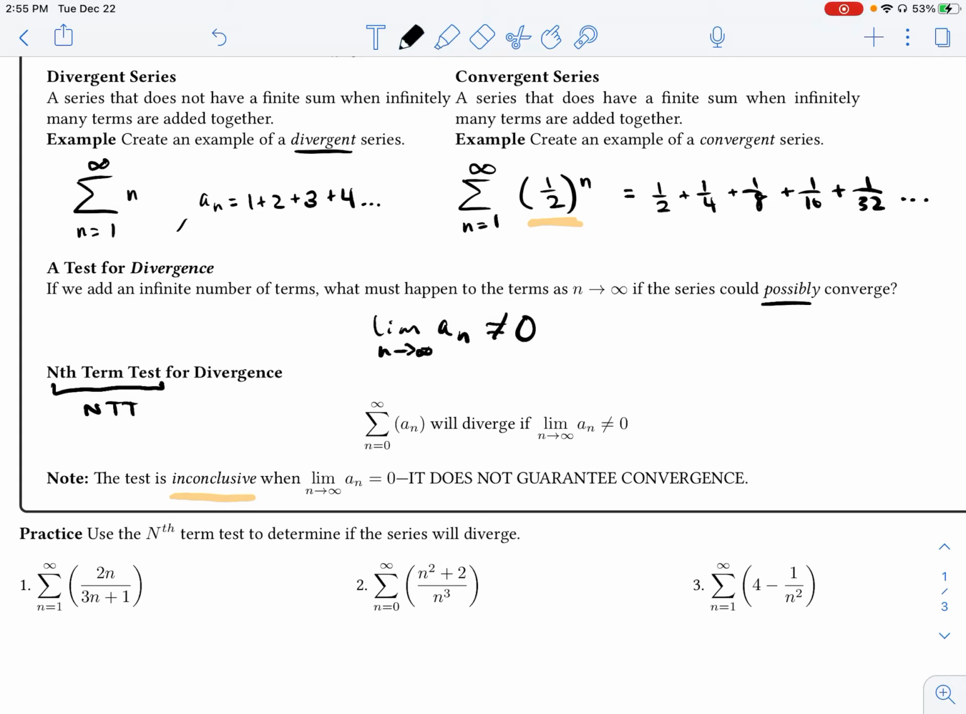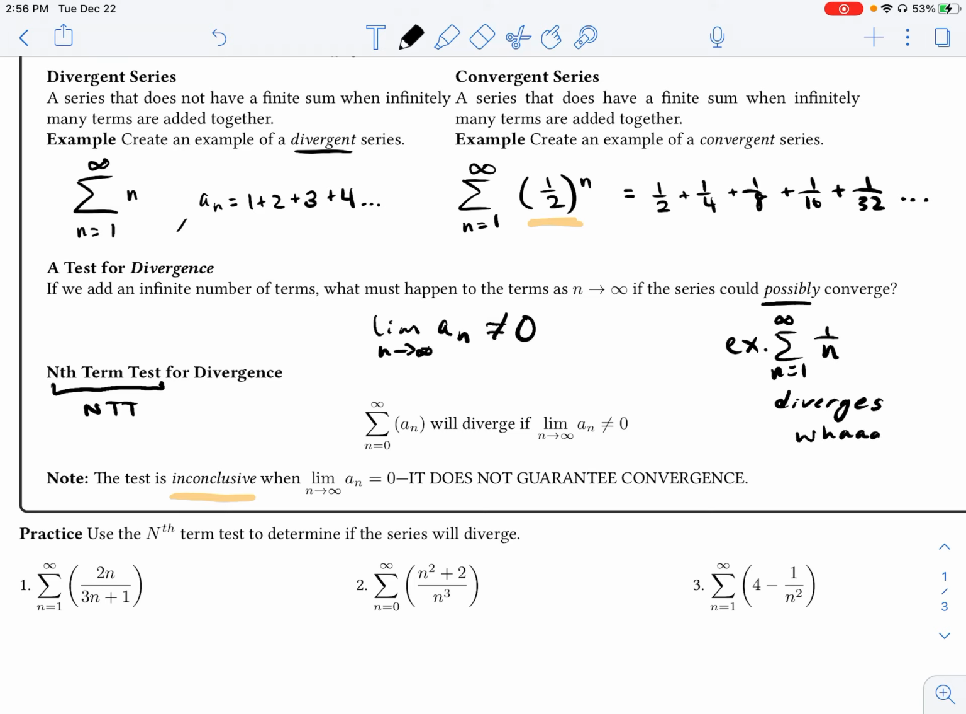Students will often ask me, what's an example of something where the limit of a sub n is equal to 0, but the series actually diverges? Well, probably the most classic example is the following series. This might rock your socks early on, because you look at this and say, wait a minute, as n approaches infinity, you're adding terms that are effectively 0, so this series must converge. But this series, in fact, diverges.